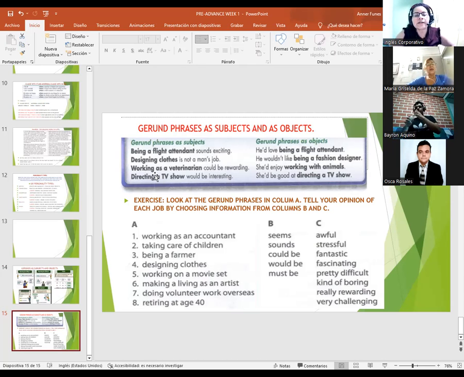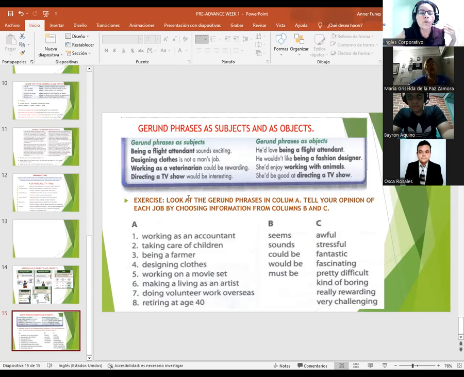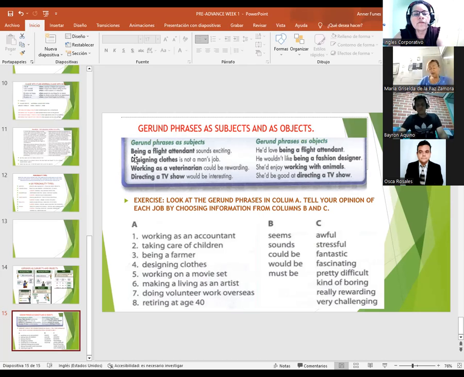Working as a veterinarian could be rewarding. Working as a veterinarian. ¿De quién estamos hablando? Del trabajo como un veterinario. Working as a veterinarian. Veterinarian. Dice, trabajar como un veterinario. Y aquí se lo voy a explicar en español para que le sea más fácil. Vaya, here, in the first one. Being a flight attendant. Dice, ser un asistente de vuelo. Es el sujeto de lo que estamos hablando.